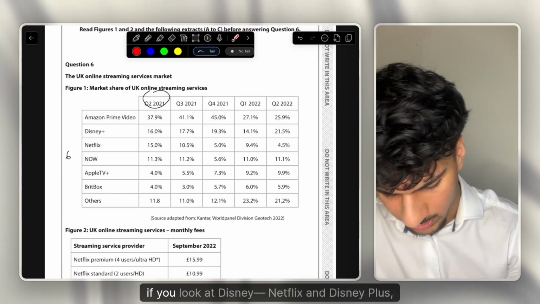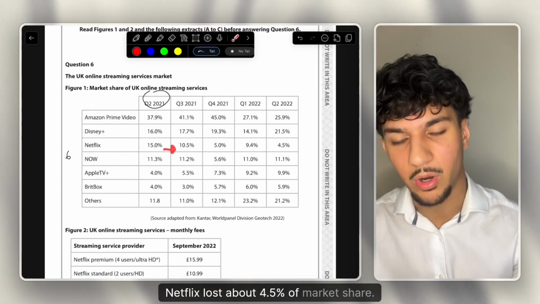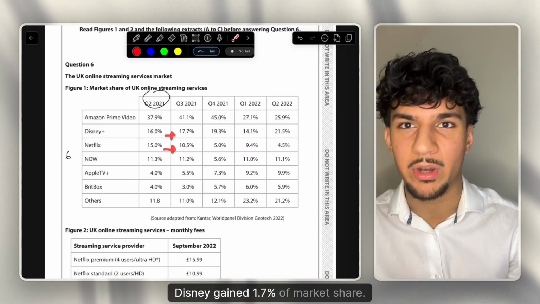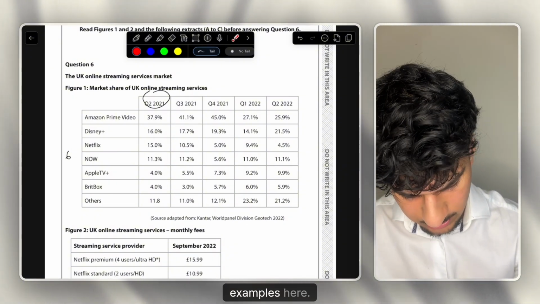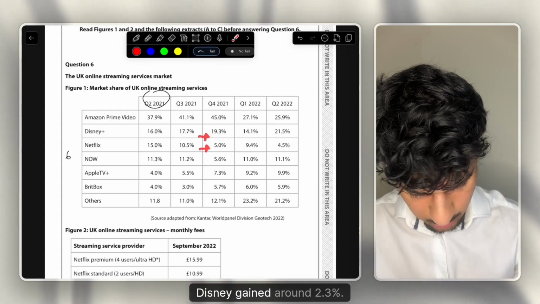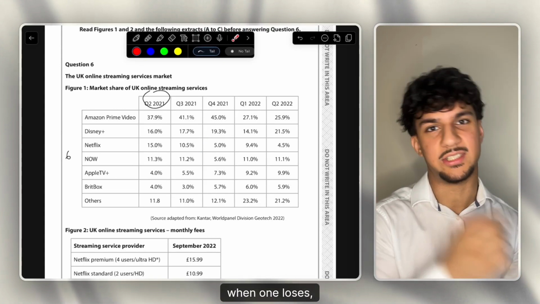So even straight away, if we look at Netflix and Disney Plus, Netflix lost about 4.5% of market share, and what happened in that same time period for Disney? Disney gained 1.7% of market share. And there's many examples. I'm sure there's a better example here. So 5.5% Netflix lost, Disney gained around 2.3. So yeah, they're definitely substitutes. As I said, when one loses, the other one gains.